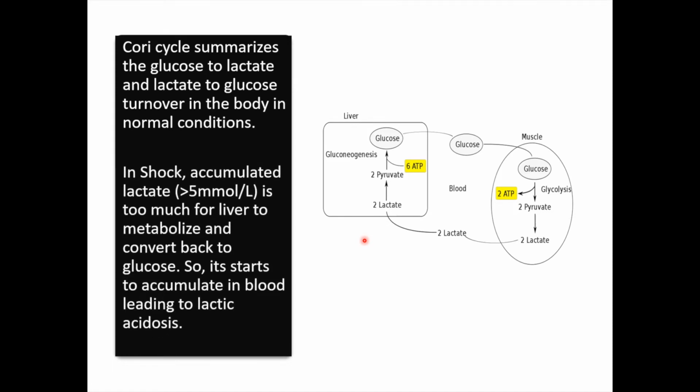But in case of shock, the accumulated lactate is greater than 5 millimole per liter, which is too much for the liver to metabolize and convert back to glucose. So it starts to accumulate in the blood, and eventually it leads to lactic acidosis. Whenever there is too much lactate in blood, that is greater than 5 millimole per liter, it is too much for the liver to metabolize, and the Cori cycle is disrupted.